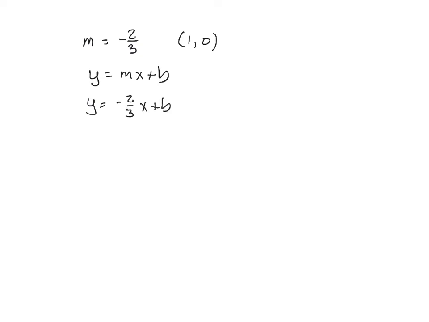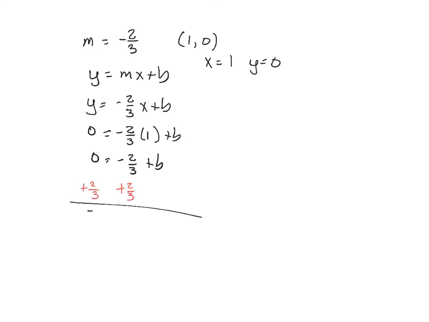Now let's substitute, we have x is 1, y is 0. We get that from that ordered pair. So 0 equals -2/3 times 1 plus b. So 0 equals -2/3 plus b. All right, now let's go ahead and add the 2/3 to both sides. And we get b is 2/3. So now we're ready to write our equation. y equals -2/3 x plus 2/3.